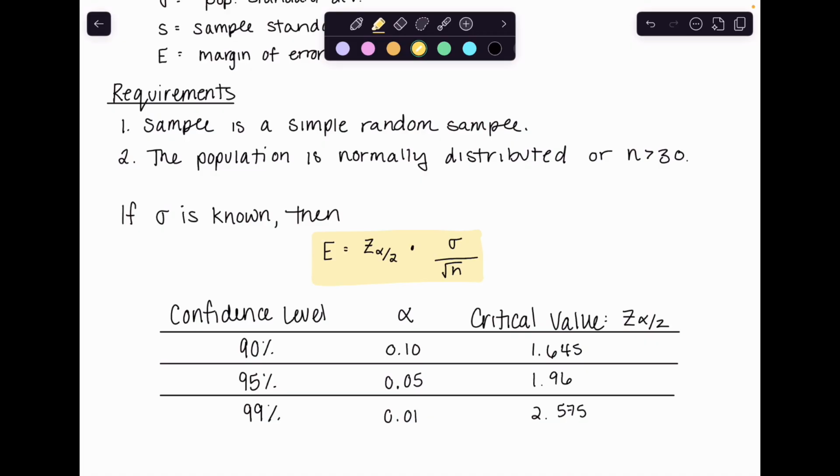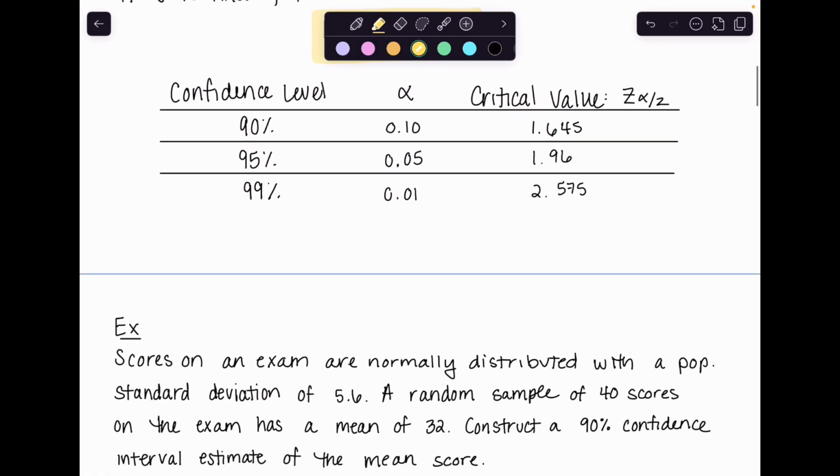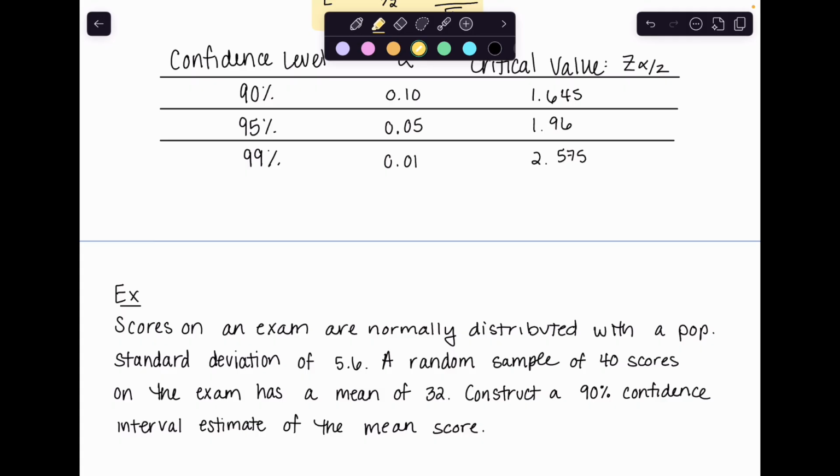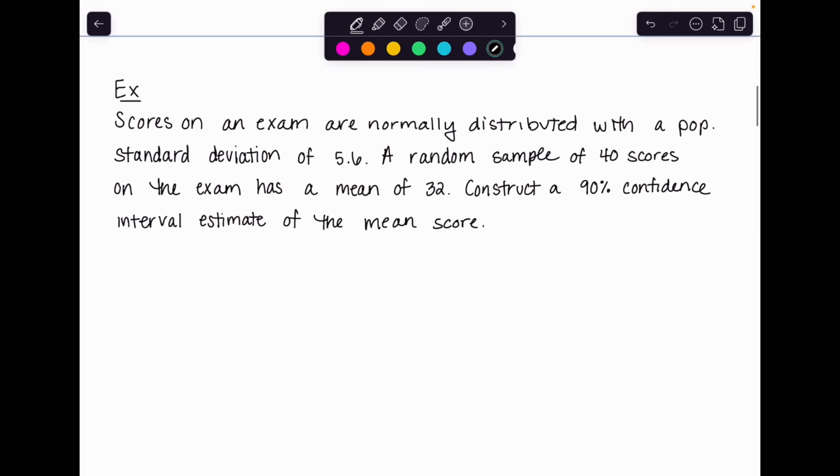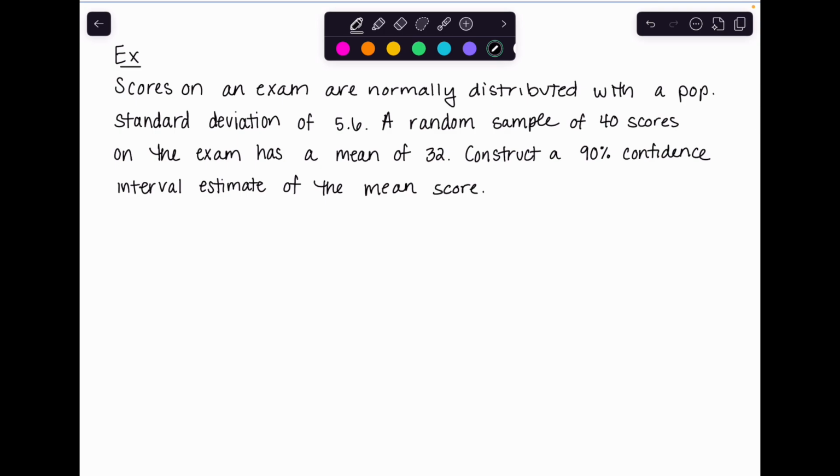So let's try an example with exactly this. Scores on an exam are normally distributed with a population standard deviation of 5.6. A random sample of 40 scores on the exam has a mean of 32. We're going to construct a 90% confidence interval estimate of the mean score. So remember, there are 2 requirements to be able to do this. Because the mean is always a bit more complicated. The first is that the sample is a simple random sample.